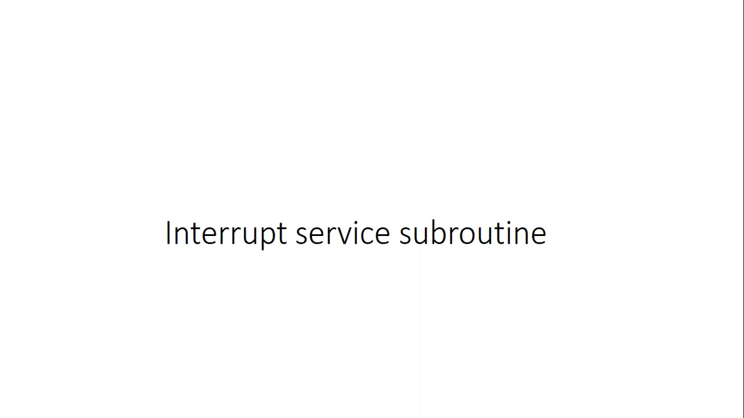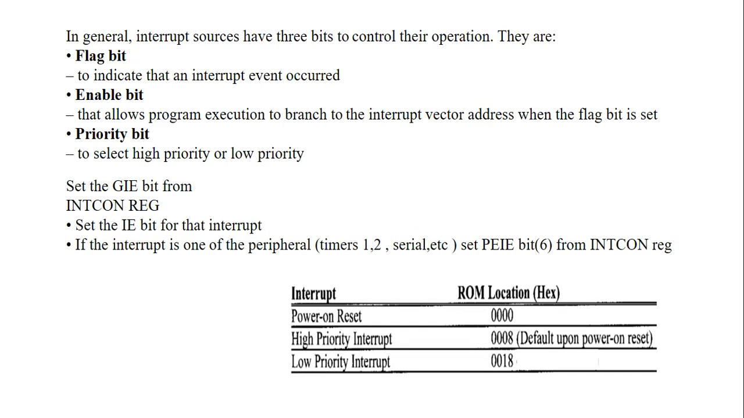We'll see interrupt service subroutine. In general, interrupt sources have 3 bits to control their operation. They are the flag bit to indicate that an interrupt event occurred, the enable bit and the priority bit. So we have already seen what are the interrupts associated with the PIC18 microcontroller.